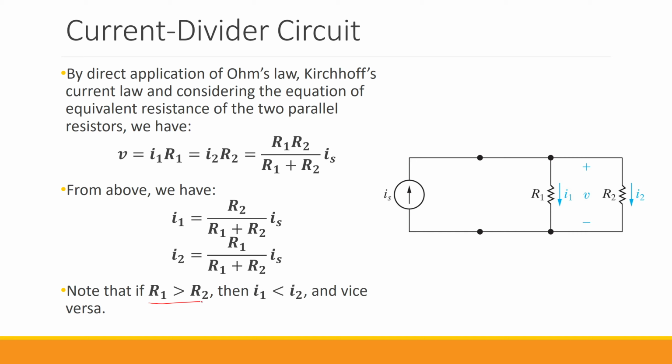So again, note that if R1 is greater than R2, then I1 is smaller than I2. Again, since a higher amount of resistance means higher resistance for the current, the resistor with the highest amount of resistance gets the smaller portion of the current. But of course, the sum of the two currents always adds up to IS, right? Because these nodes don't consume or produce any current.